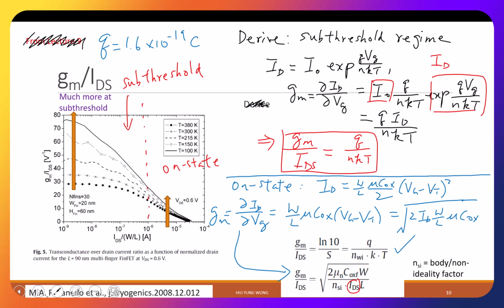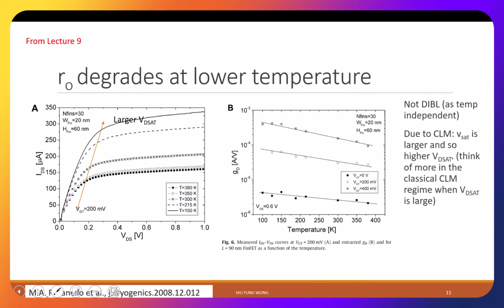Hold on, when did I say that IDS goes up when Gm reduces? This one? Where does it say that? No, it's Gm divided by IDS. Okay, so we're talking about Gm divided by IDS. Okay, good.